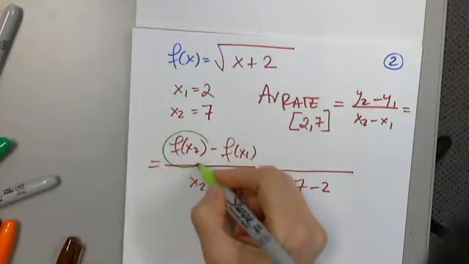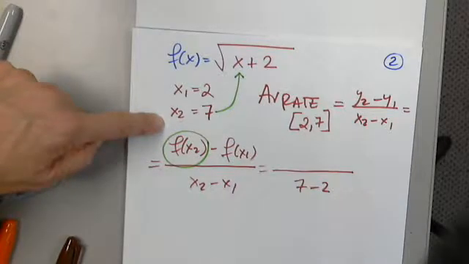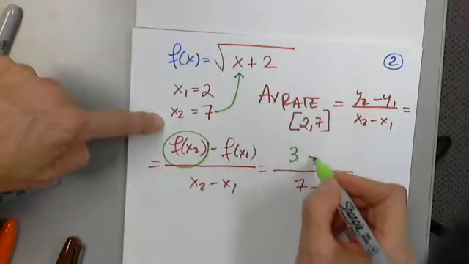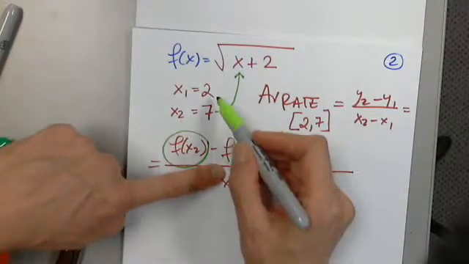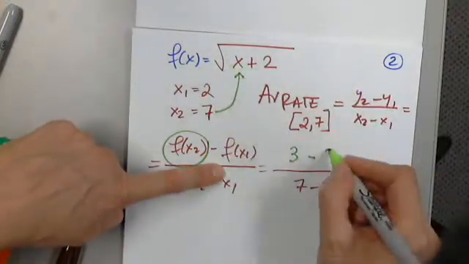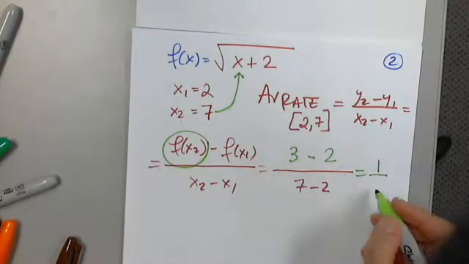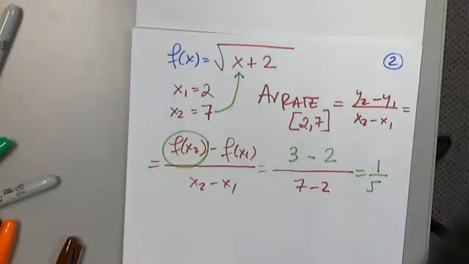Right, so how much is this? This is when I plug in 7. 3. Minus. This is when I plug in 2. So the square root of 4 is 2. The numerator is 1, the denominator is 5, and that is the rate of change. Forgive me. The average rate of change of the given function between the given points, please.